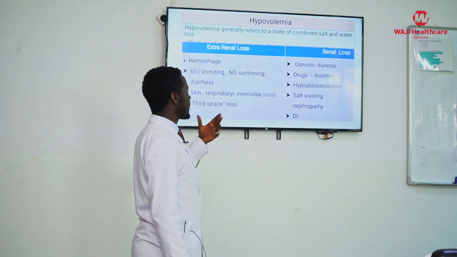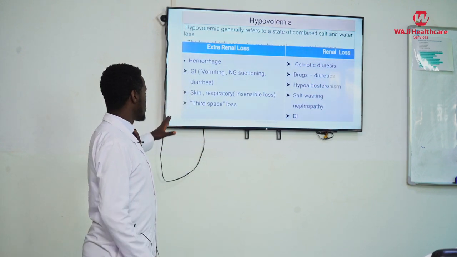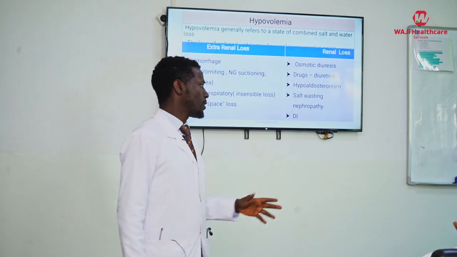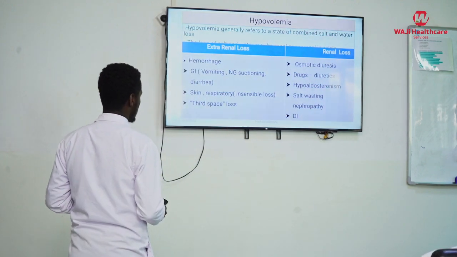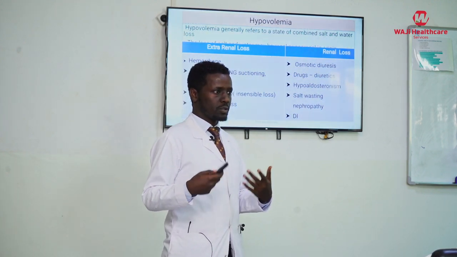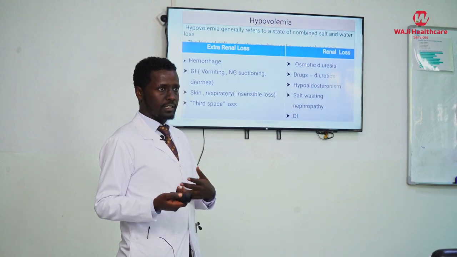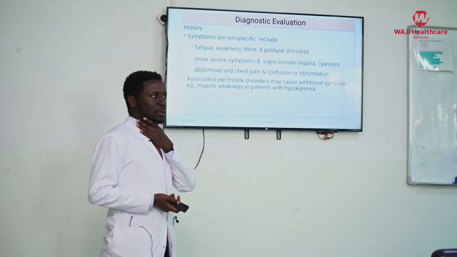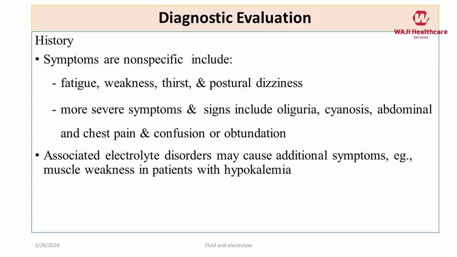And the other thing, renal loss. So hypovolemia can be extra renal loss or renal loss. Renal loss could be anything. Drugs could cause it, like diuretics, the usual Lasix and other things. If there is imbalance or it is not corrected early, they can cause fluid imbalance. So that is a very important thing. Hypovolemia causes is a very important thing.